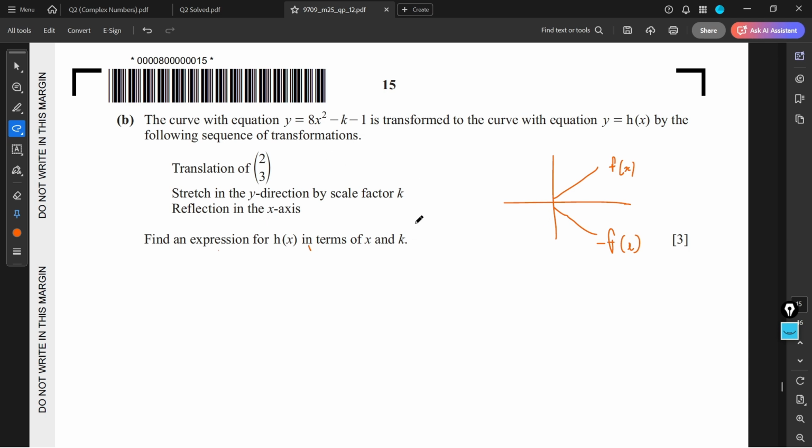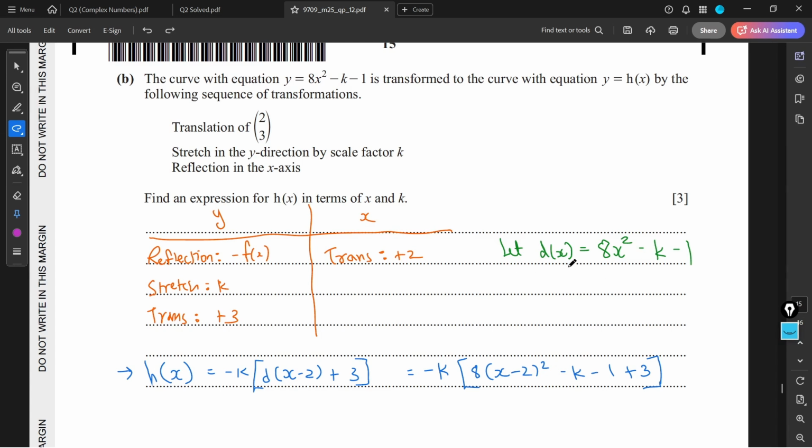Let me show you how to solve this one. To start with, I have written down that d of x is equal to this equation, and we are going to convert this d of x function into h of x. I have also listed down all the steps in the format of y-axis and x-axis. And the way that we transform these equations from d of x to h of x will be such that we start doing the transformations from the inside of the function and then we go outside. So I'm going to start with the x-axis and then the y-axis.